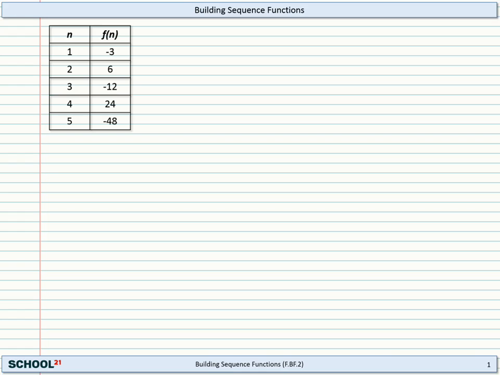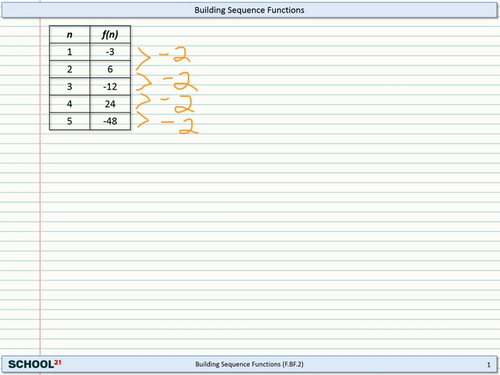Here's a geometric sequence that's already in the table, and we can figure out that it's a geometric sequence by looking at the common factor. So 6 divided by negative 3 is negative 2, or in other words, we multiply negative 3 by negative 2 to get 6. And if we take negative 12 divided by 6, we also get negative 2. And 24 divided by negative 12, also negative 2. And negative 48 divided by 24, also negative 2. So these are common factors, and we know that we therefore have a geometric sequence.